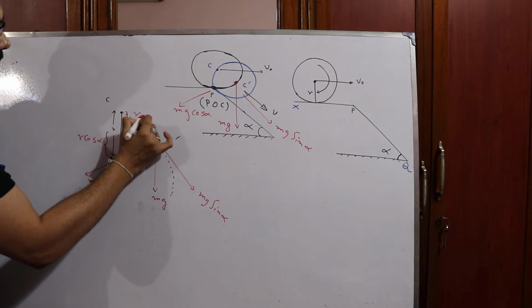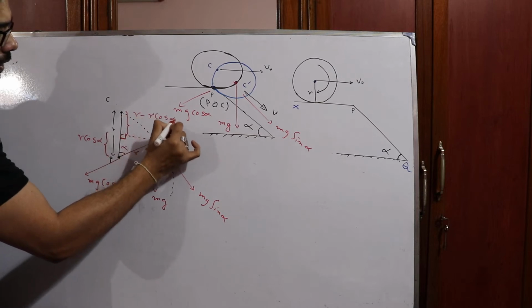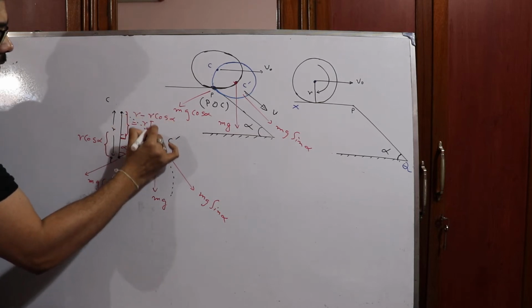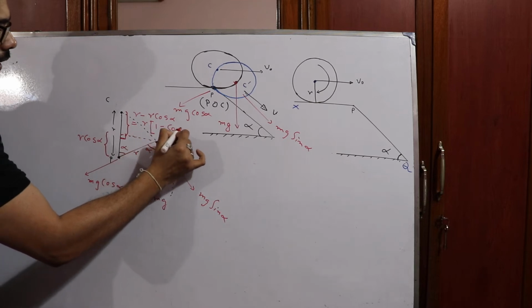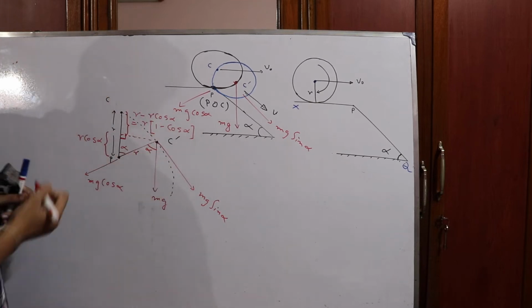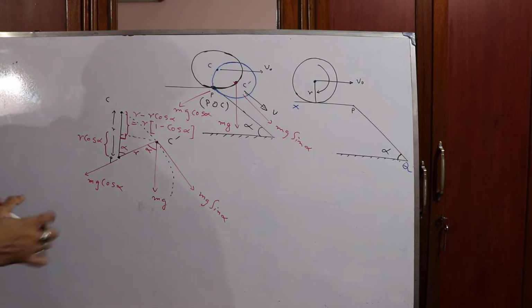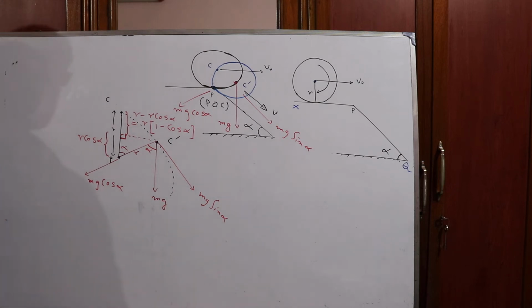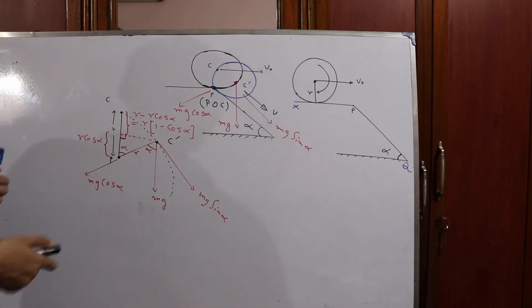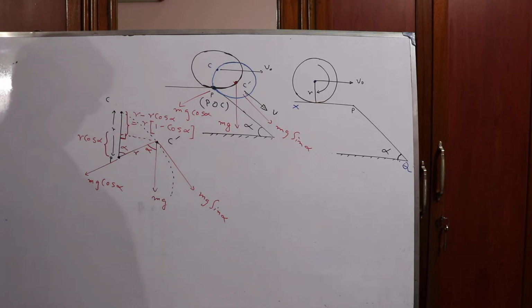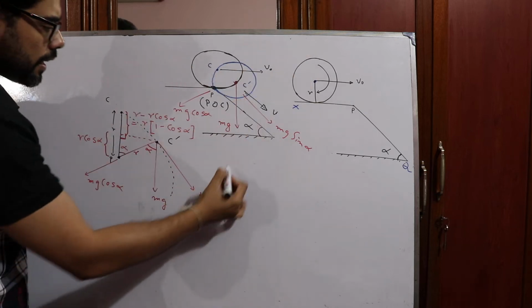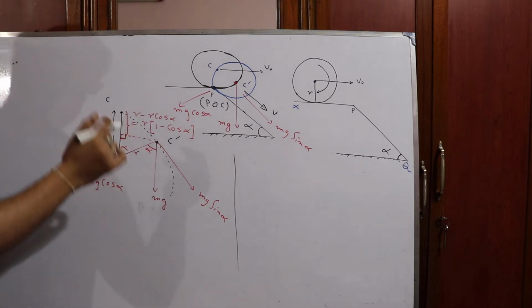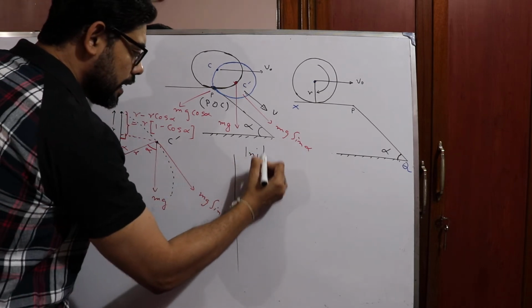R minus R cos alpha. So this is R into 1 minus cos alpha. So the center of mass has basically come down by R into 1 minus cos alpha.